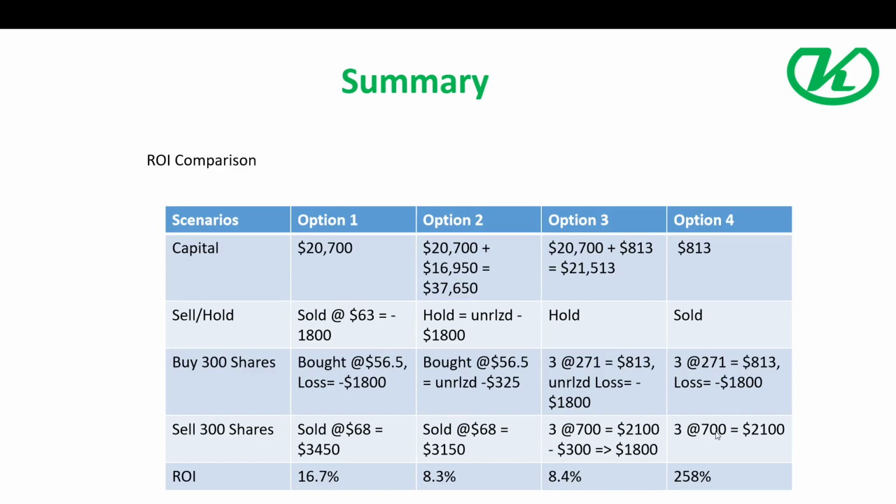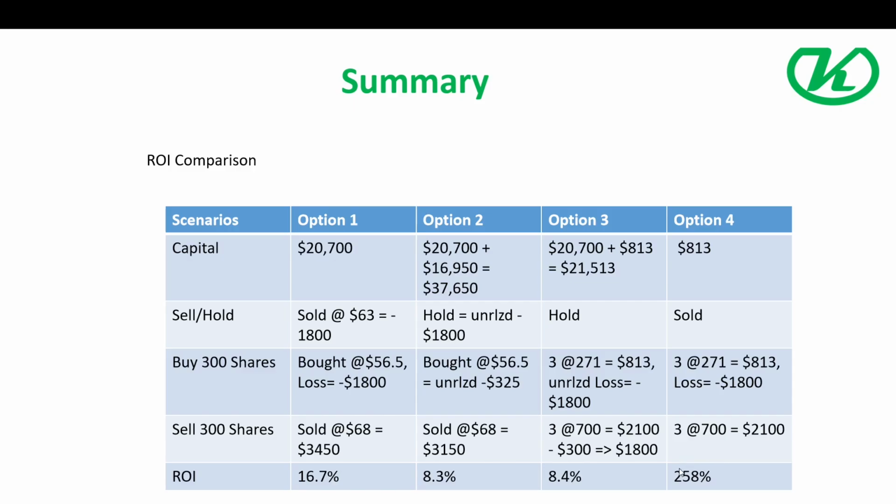So our calls are now worth $2,100, up from the $813 we paid. So our return on the investment is 258%. Of course, we had a loss of $1,800, and with this option we were able to cover the $1,800 loss and get a $300 profit.